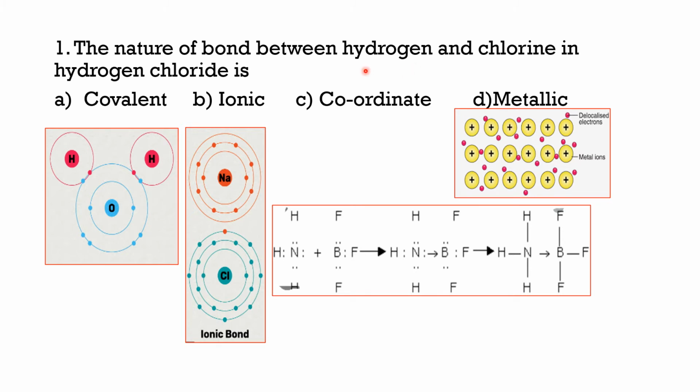The first thing we need to see is HCl. Whether a metal is there? No. Any coordinate bond between them? No. And is it an ionic bond or covalent? Which is that? H and Cl are both sharing.